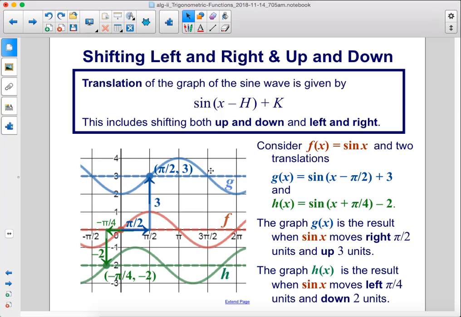The graph g of x is the result when sine moves right pi over 2 units and up 3 units. So you can see how it's moved to the right and up, and then we get the blue graph. The graph h of x is the result when sine x moves left pi over 4 units and down 2 units. So if we take any point on the sine wave, move it to the left pi over 4 units and then down 2 units.